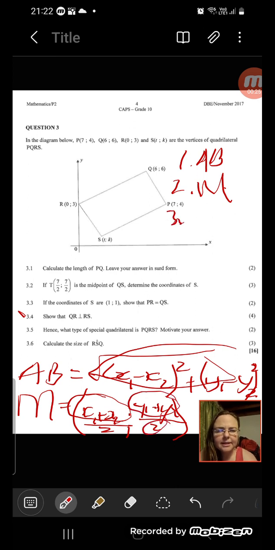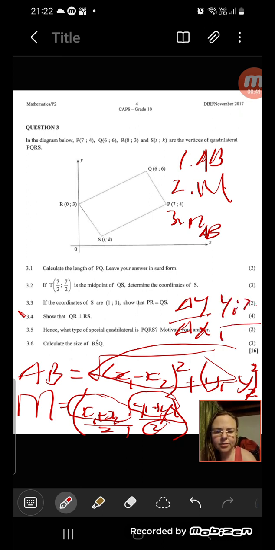Number 3, you're going to write out your gradient. My favorite formula is the change in y over the change in x. Change in y over change in x, which is basically y1 minus y2 over x1 minus x2.